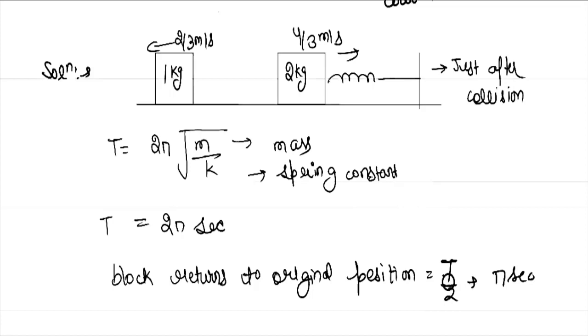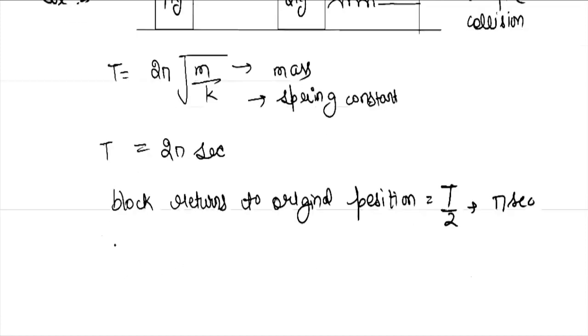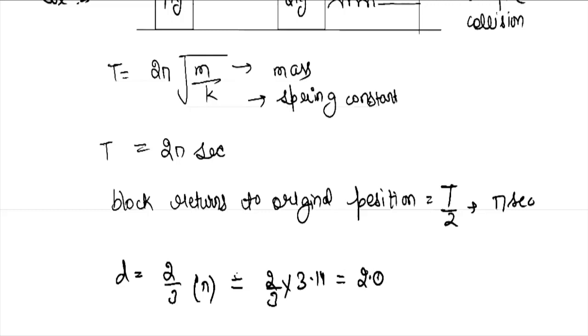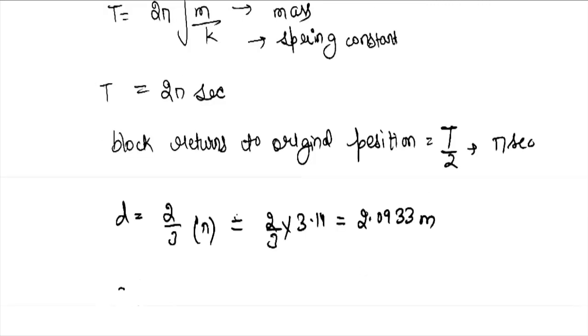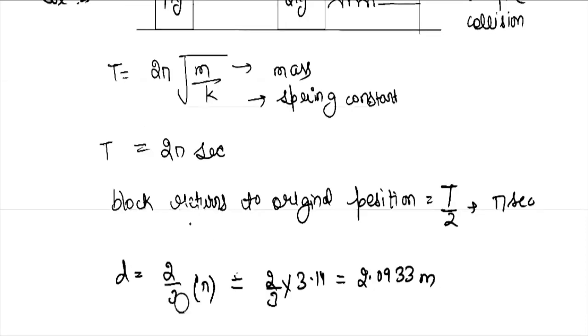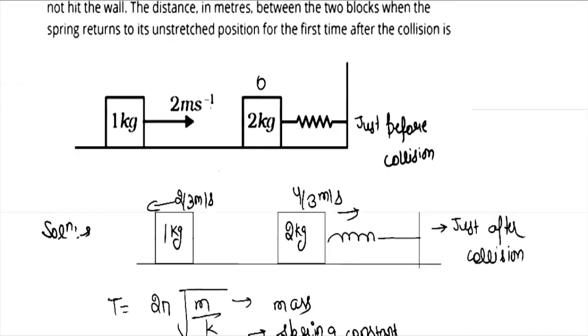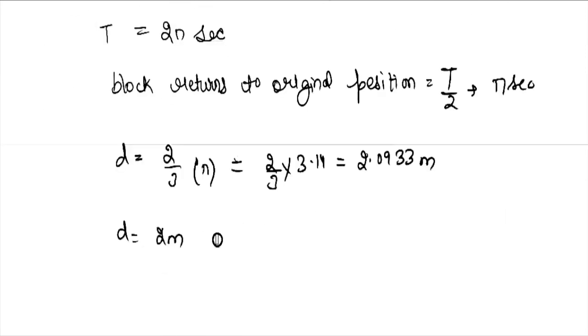This is 3 divided by 2 here. So from this we get d, the distance, equal to 2 by 3 times pi, and pi value is 3.14. So we get 0.33 meter here. So from this we get d is 2 meter here. So this is the distance after the collision. So this is our answer.